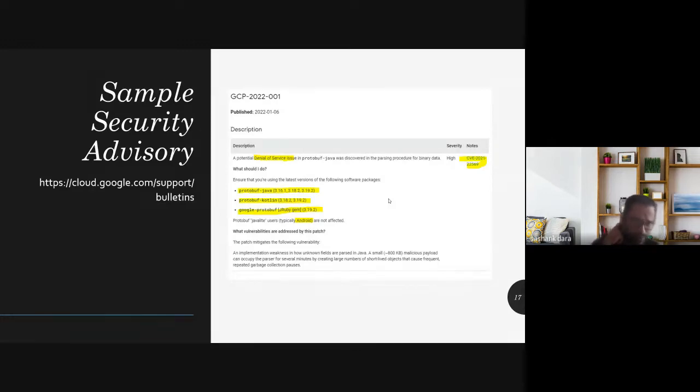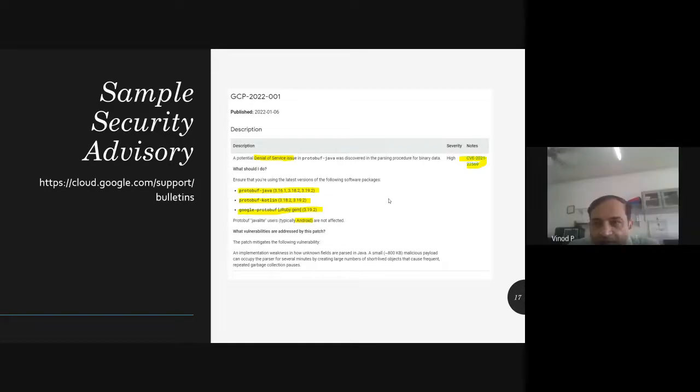Okay, so the second example from a contextualization perspective: this was a sample posted on one of Google's bulletins. It says there's a potential denial of service in some protobuf Java library, and it has a particular CVE, and you should go and probably patch it. Right? By reading this alone, yeah, sure.